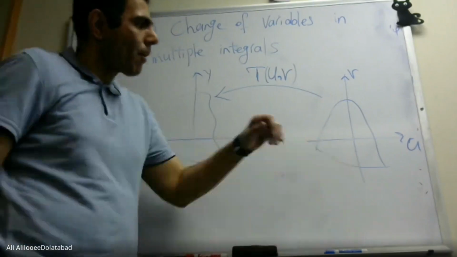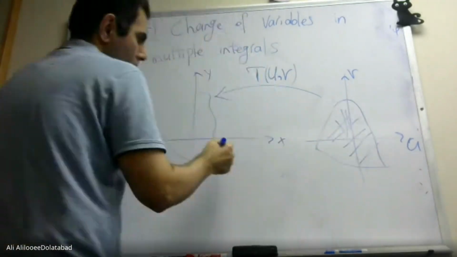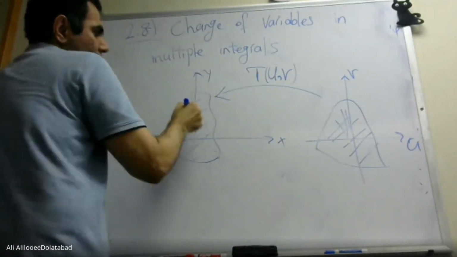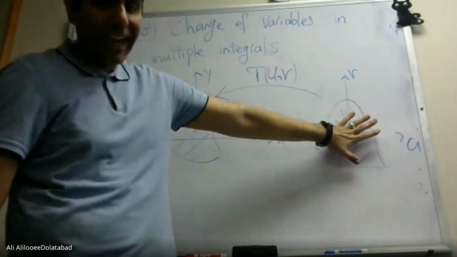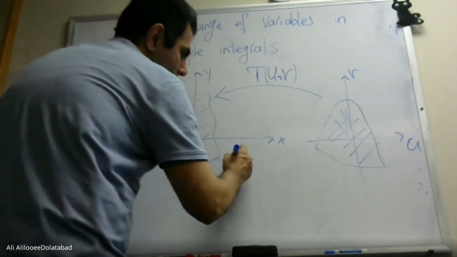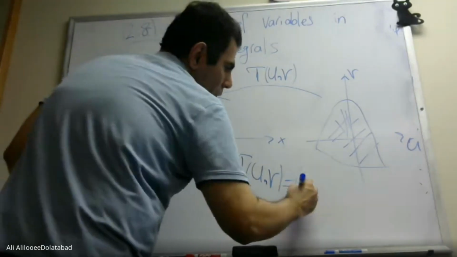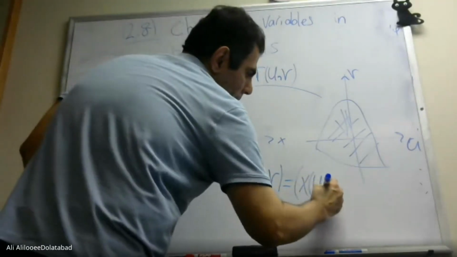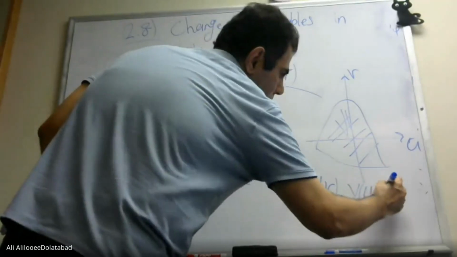Then see, you have one region in the uv plane, and you have transformation T. By using transformation T, you can transform this region into this region. Most people write it this way: T of uv equal to x of uv comma y of uv.